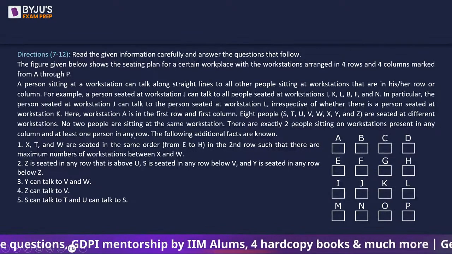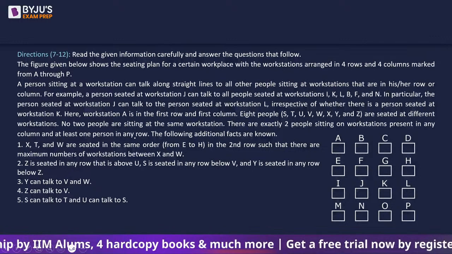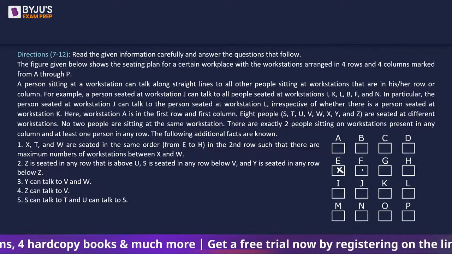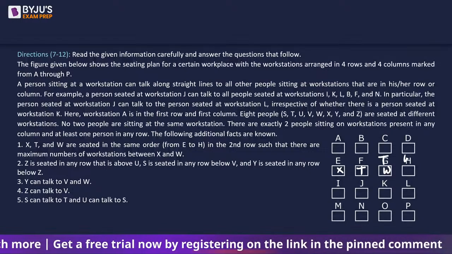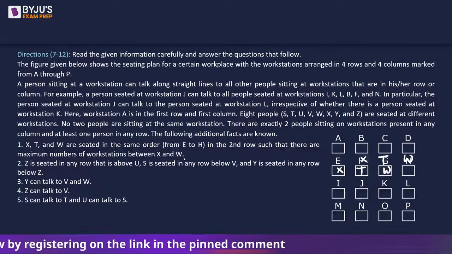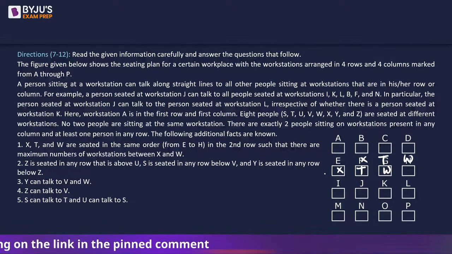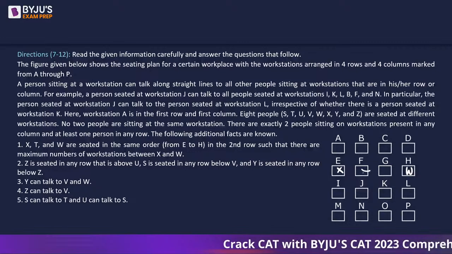The following facts are known. X, T and W are seated in the same order from E to H. So X, T, W or X, T, W or X, T, W. बहुत सारे cases हो सकते हैं. In the second row, such that there are maximum number of workstations between X and W. Okay. So that would mean X and W should be farthest from each other. And T should be one of these two. T या तो इधर होगा या इधर होगा.